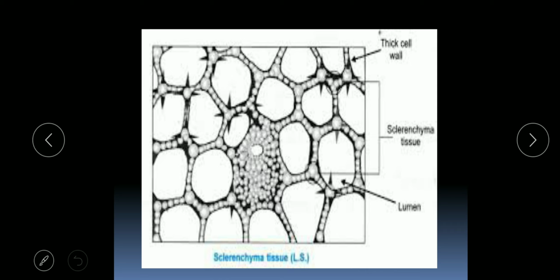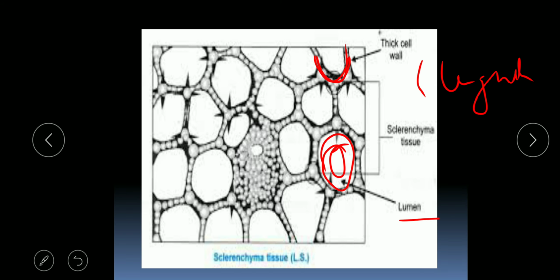So here is the TS or LS of the sclerenchyma tissue. LS means longitudinal section. So the cell wall is thickened, and how is the cell wall thickened? Due to the deposition of lignin. Okay, then internal cellular components are dried up, so empty spaces are there, and this empty space is known as what? Lumen. No intercellular space is there in between the cells. The intercellular space is absent. Okay, so these are the structural features of sclerenchyma.